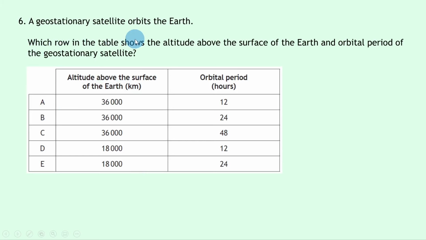Question 6 says a geostationary satellite orbits the Earth. Which row in the table shows the altitude above the surface of the Earth and orbital period of the geostationary satellite? Well, there's two key things you need to remember for a geostationary satellite, and those are that it has an orbital period of 24 hours, i.e. 1 day, and it orbits the Earth at an altitude of 36,000 kilometers. And those two values are given here for answer B.